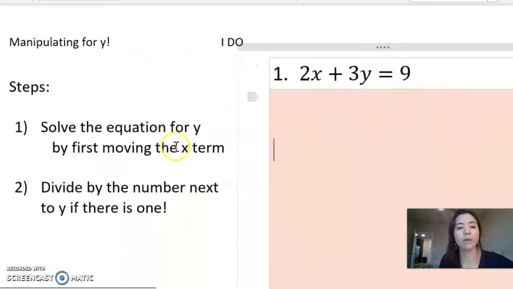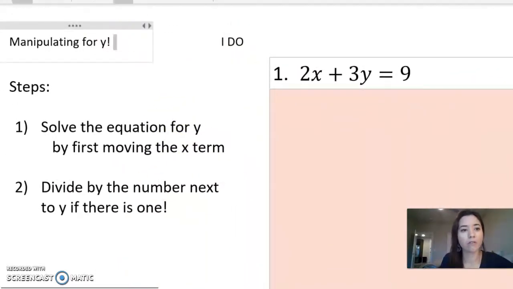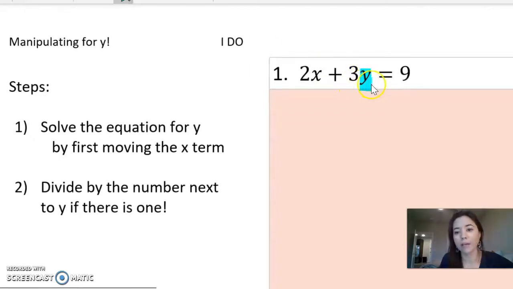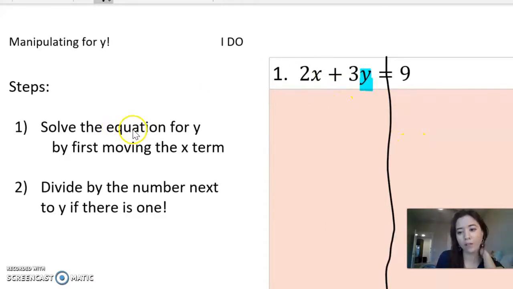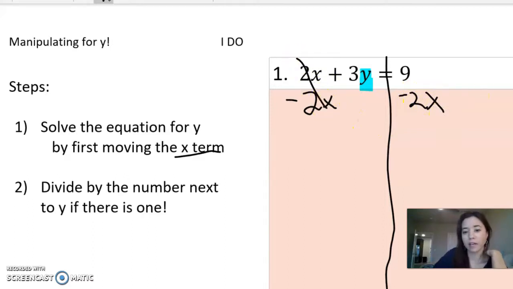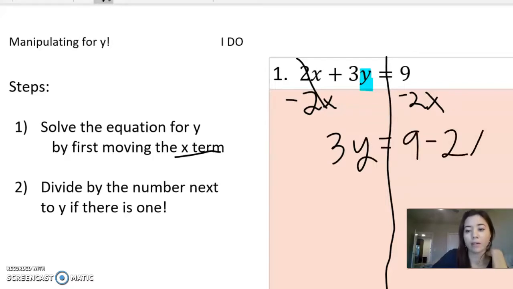So when it comes to manipulating, we're going to manipulate these and we're going to solve them for y. So that means we want to end with y equals, because that means we've now converted it to slope-intercept form. So just like prior when we've been solving equations, let's draw a line down our equal sign. And then how we're going to do this is we're going to start by first moving that x term. So here I have a positive 2x. So I'm going to move that by subtracting 2x from both sides. My 2x's cancel. I now have 3y equals 9 minus 2x.